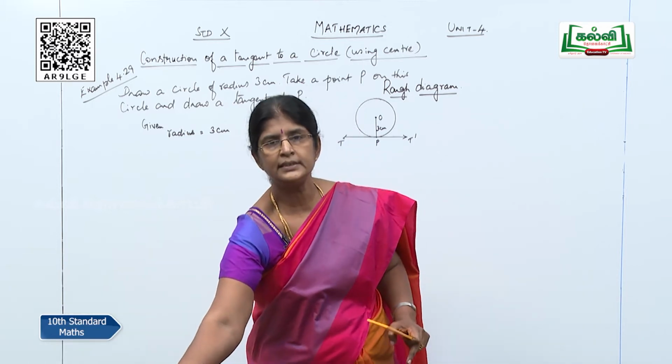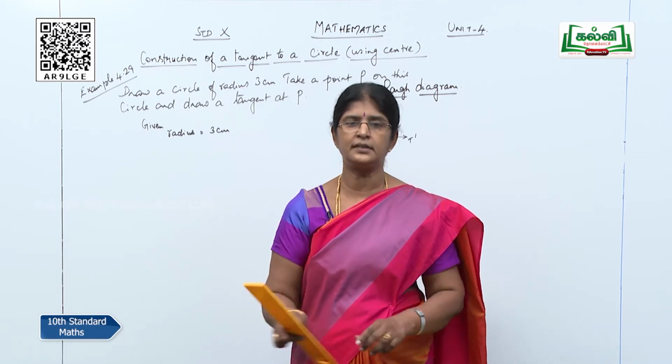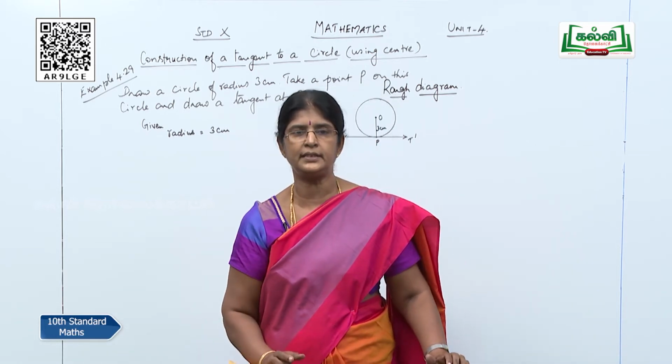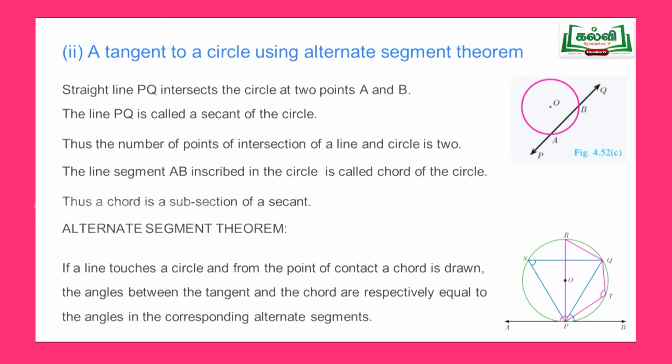Now, the next thing is the second type, a tangent to a circle using alternate segment theorem. A straight line PQ intersects the circle at 2 points A and B. You just observe the diagram. The line PQ is called the secant of the circle. Thus, the number of points of intersection of a line and a circle is 2, because the line is going out of the circle also, no?